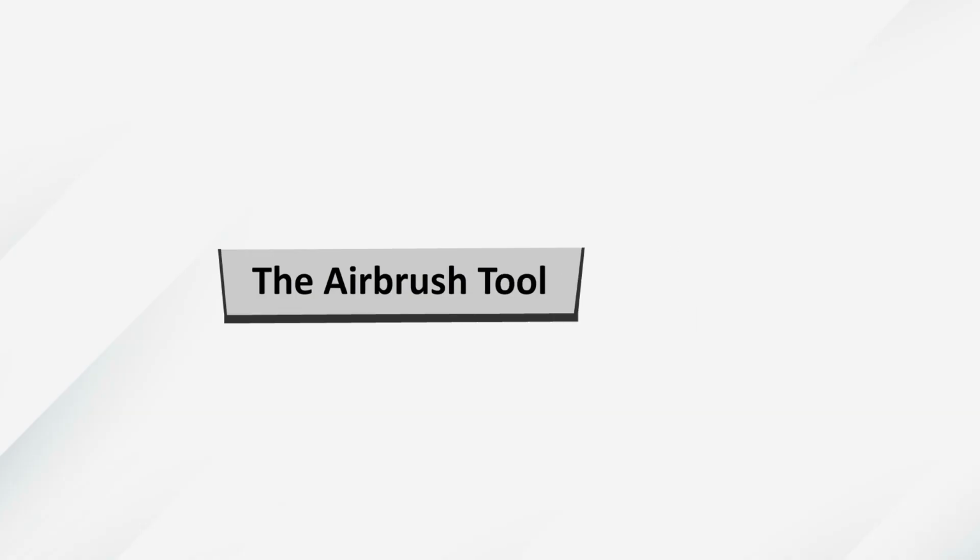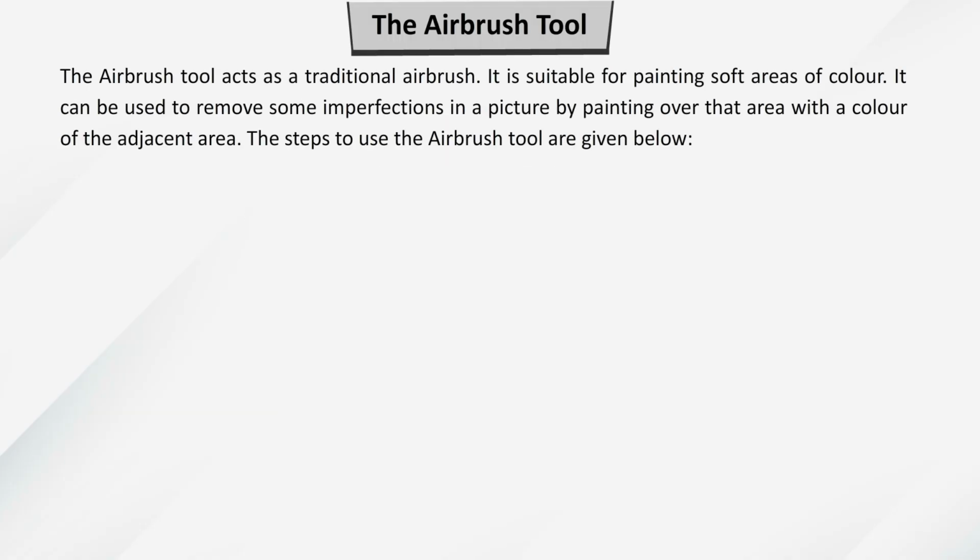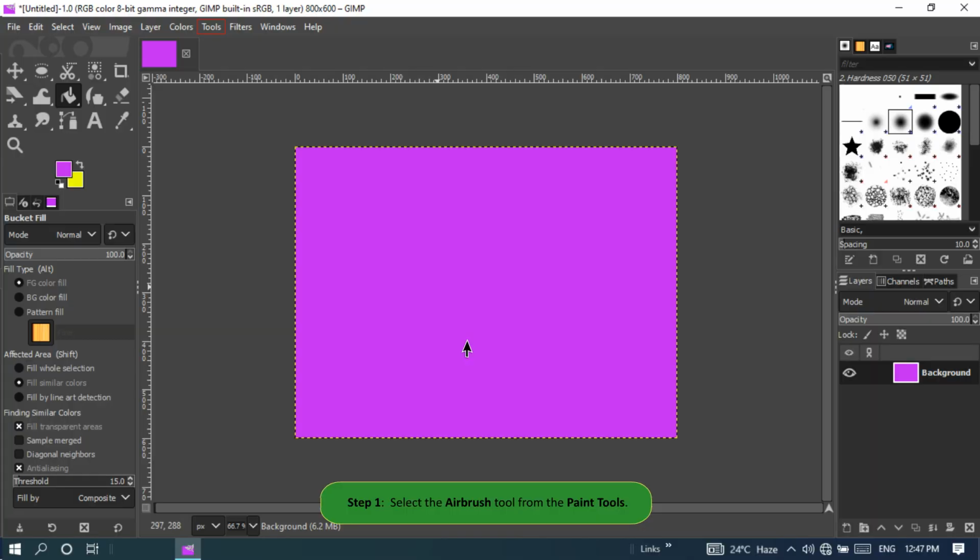The Airbrush tool. The Airbrush tool acts as a traditional airbrush. It is suitable for painting soft areas of color. It can be used to remove some imperfections in a picture by painting over that area with a color of the adjacent area. The steps to use the Airbrush tool are given below.